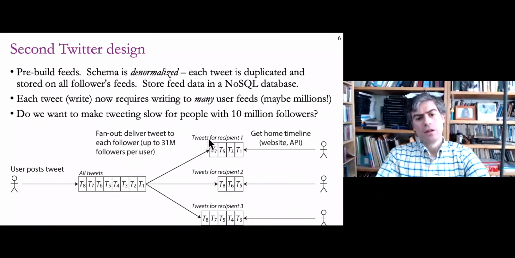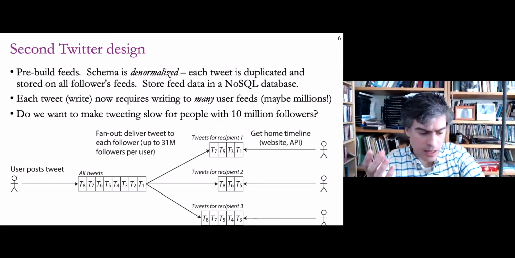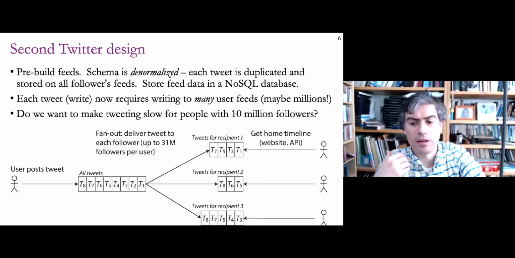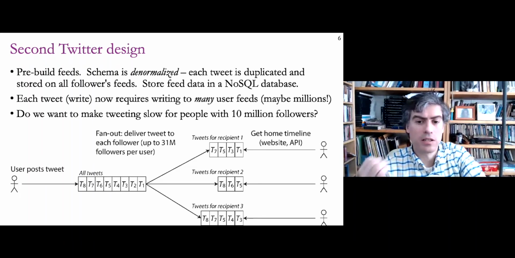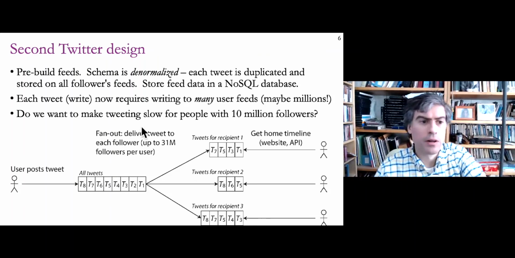Okay, so hopefully I've convinced you that reading tweets from a normalized design in a SQL database is kind of inefficient. So the solution that Twitter came up with, and that I'm going to talk about, is to pre-build your feeds. In other words, to denormalize the data.